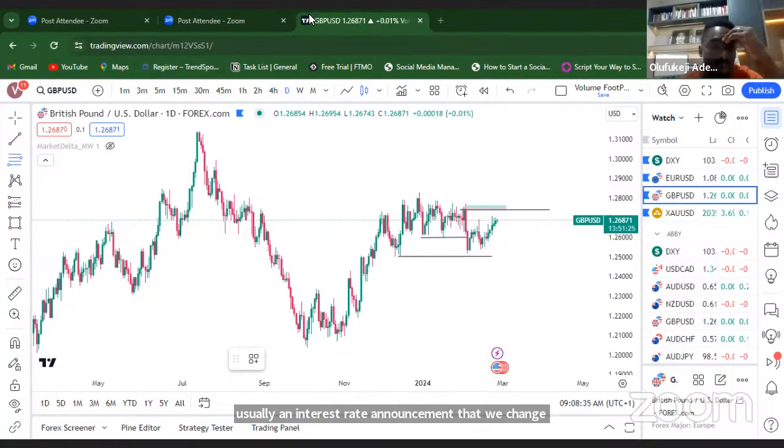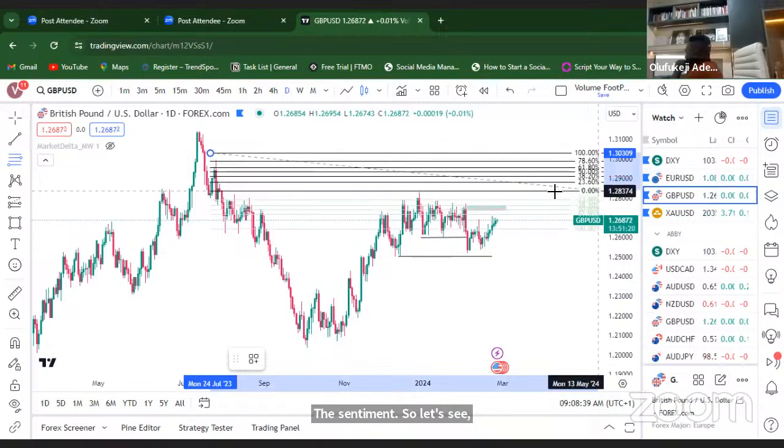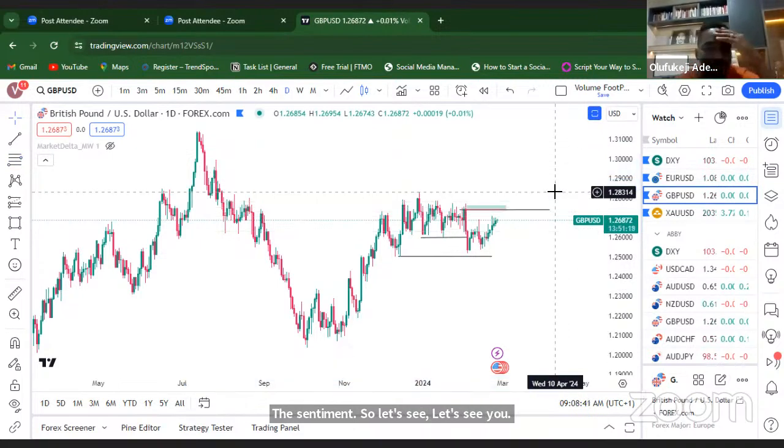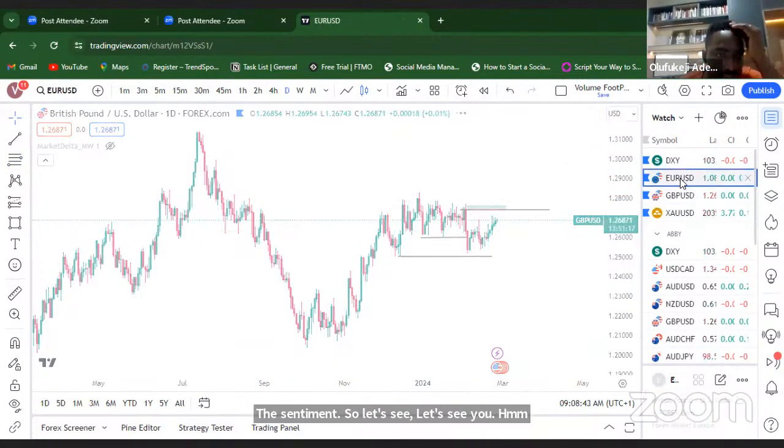So let's see Euro USD. Can we see Euro USD?